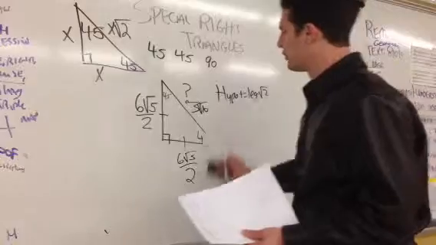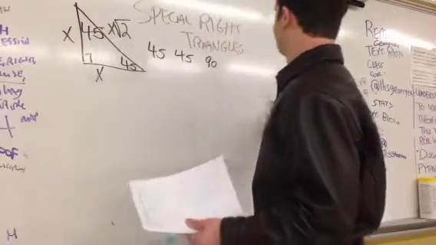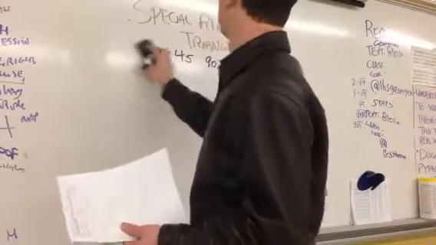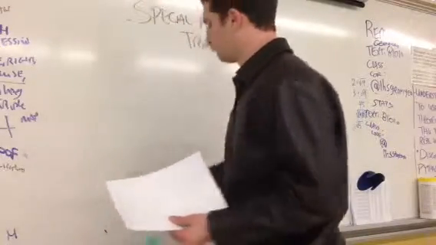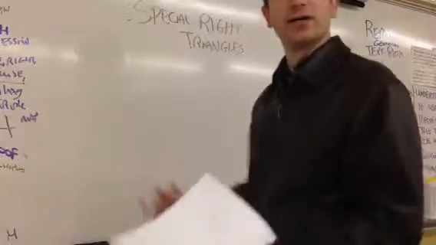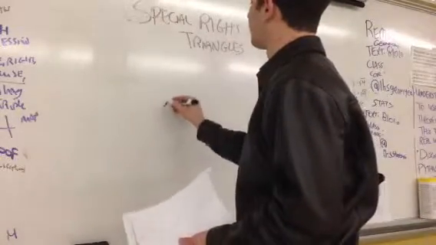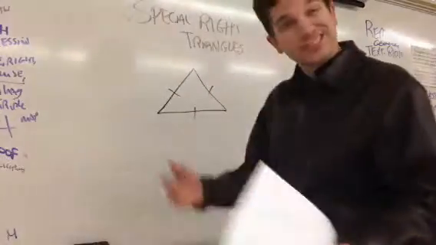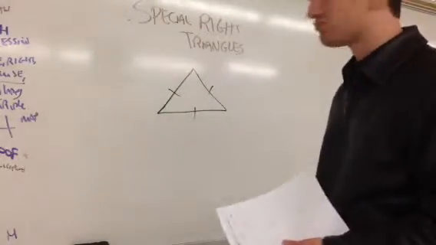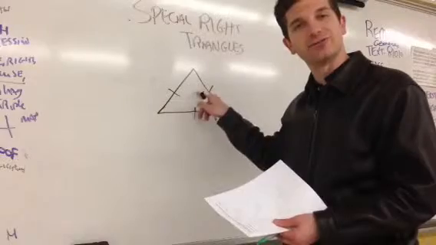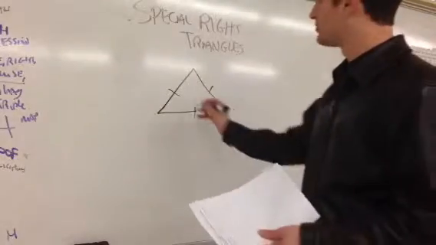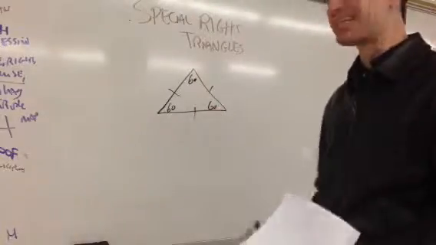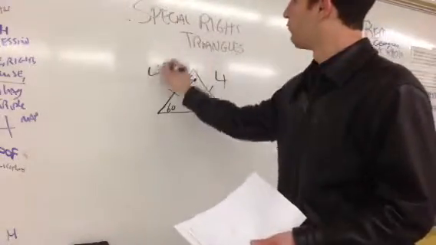Let's figure out what it is. So I'm going to erase this up here. Let's say I have an equilateral triangle, right? All three sides are the same. All three angles are the same. 180 degrees in the inside of a triangle. So each angle is 60. Let's say these side lengths are 4. 4, 4, and 4.